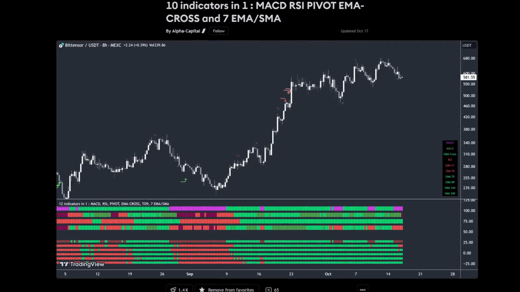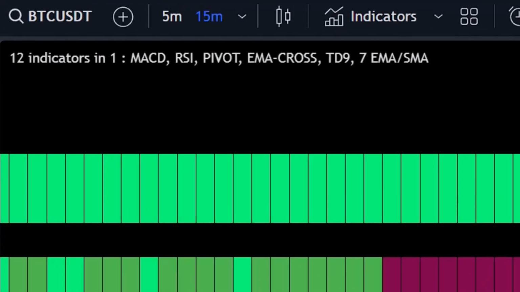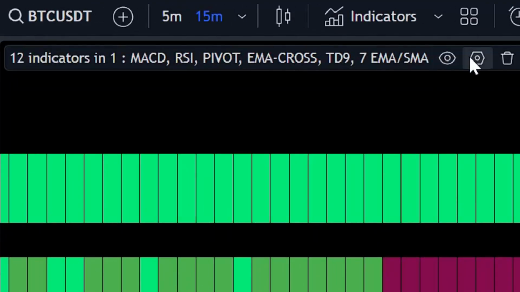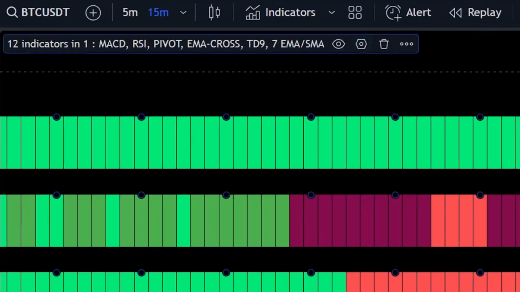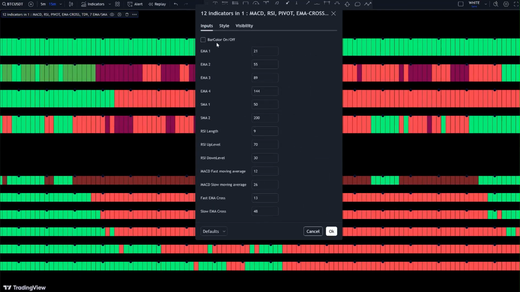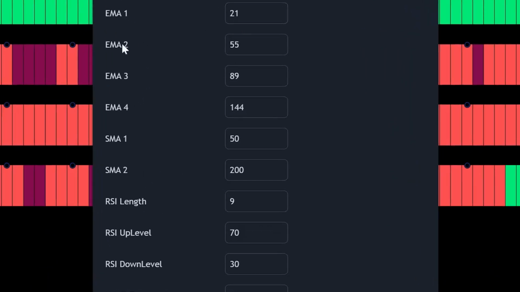First, go to the Inputs tab in the settings and we'll start by adjusting the EMA parameters. Set EMA 2 to 45. Then EMA 3 to 90. And then EMA 4 to 145. These values will help us analyze price trends over different time frames.